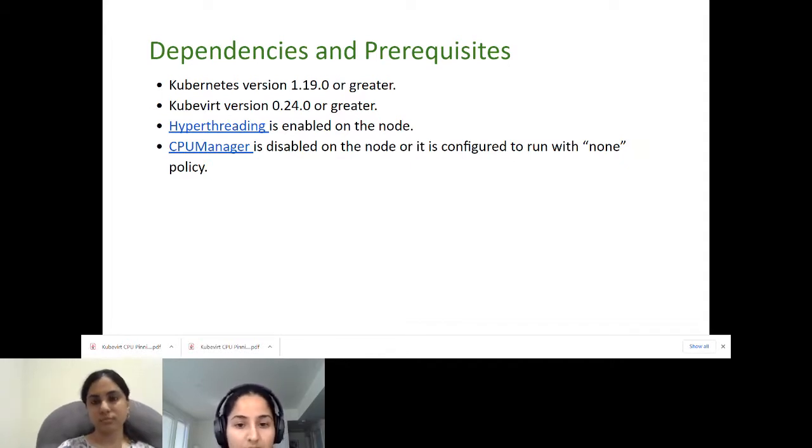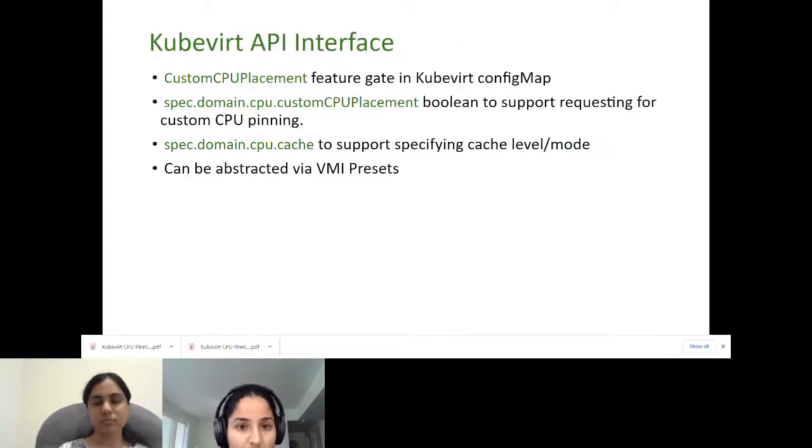So there were some changes that needed to be made on the KubeVirt side to support this custom CPU pinning. One of them is a new feature gate called custom CPU placement, which needs to be enabled on the KubeVirt side. And then in the VMI spec that the user requests, there is a Boolean value called custom CPU placement, which needs to be set to true in order to support requesting CPUs.